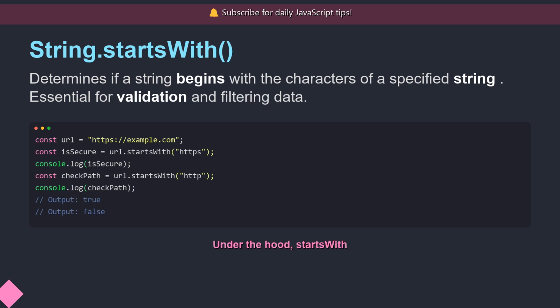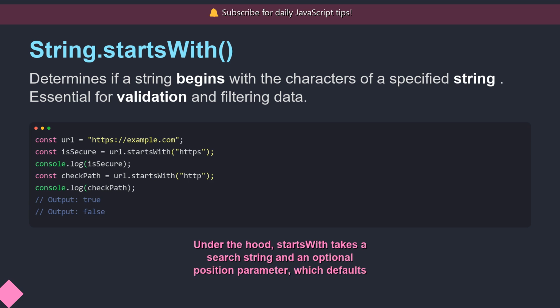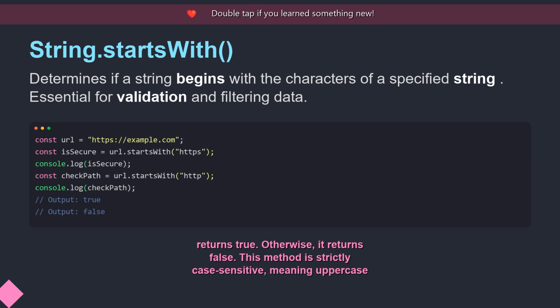Under the hood, startsWith takes a search string and an optional position parameter, which defaults to 0. It compares the characters of the original string starting at the specified position against the search string. If the sequence of characters matches exactly up to the length of the search string, it returns true. Otherwise, it returns false. This method is strictly case-sensitive, meaning uppercase letters do not match lowercase ones. It also handles the position argument by treating negative values as 0.